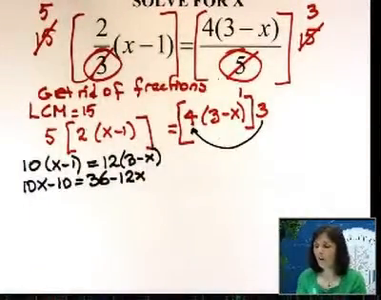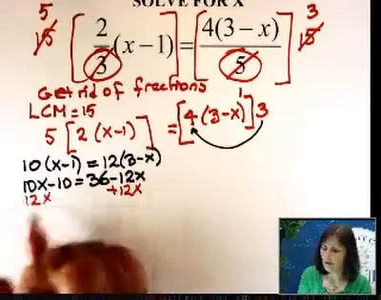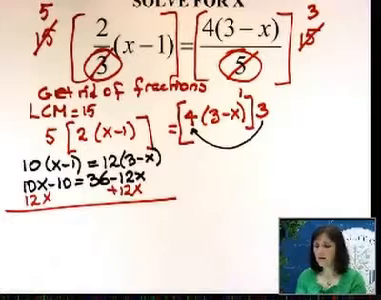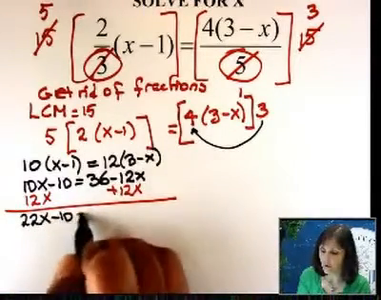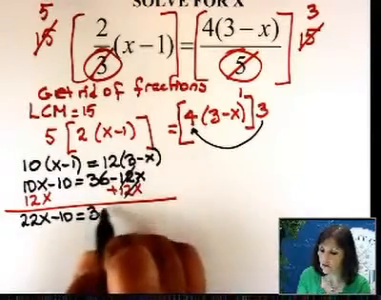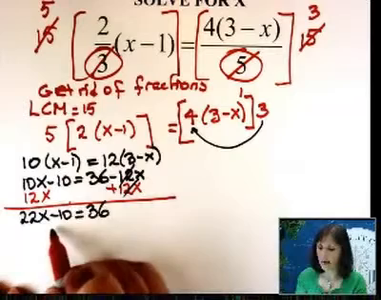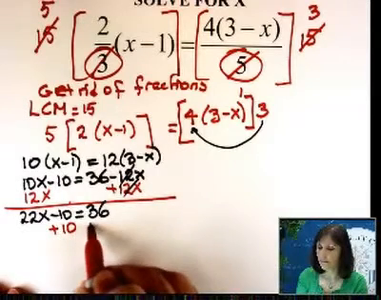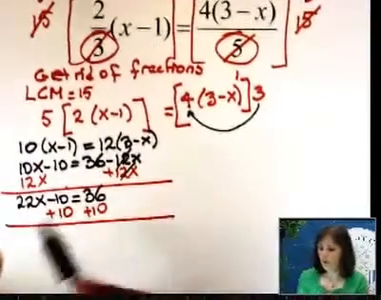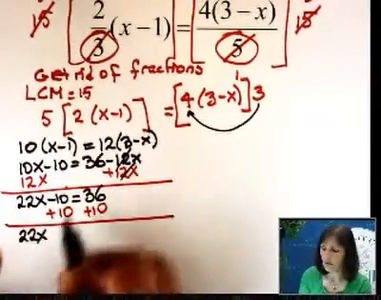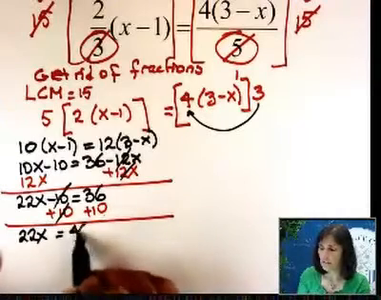So what I'm going to do, I'm going to add 12x on both sides to group the x's. So you have 22x equals, these two go, 36. Now I want to get rid of this negative 10 by adding 10 to it. Now you have 22x, these two go, 36 plus 10, that's 46.